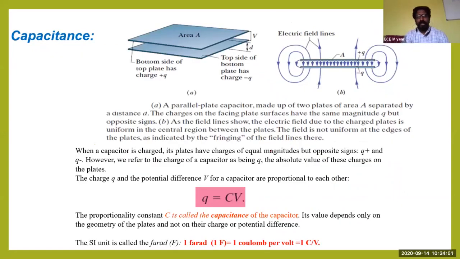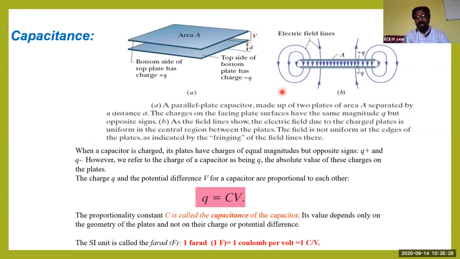So coming to the capacitance, how does this happen? See this diagram shown here: there are 2 plates which are in parallel. The bottom one is taken as the negative plate, and the top one is taken as the positive plate. D is the distance between the 2 plates, and V is the voltage difference, that is, the potential difference.